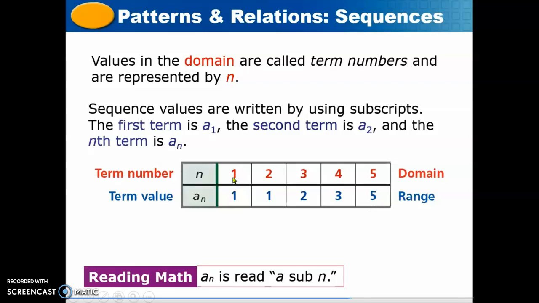The first term is 1. The second term is 1. The third term is 2. So a sub 1 is this. This is red. What's the second term? The answer is 1. What's the fifth term? The answer is 5. Okay. So term numbers, those are your inputs, and then terms. And if we're asked for the nth term, it's a sub n.